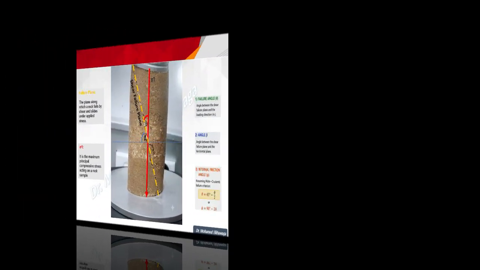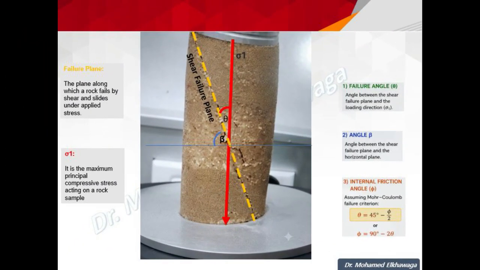Now, let's look at theta. This is called the failure angle. It is the angle between the shear failure plane and the loading direction, sigma 1. The next angle is beta. It is the angle between the shear failure plane and the horizontal plane.